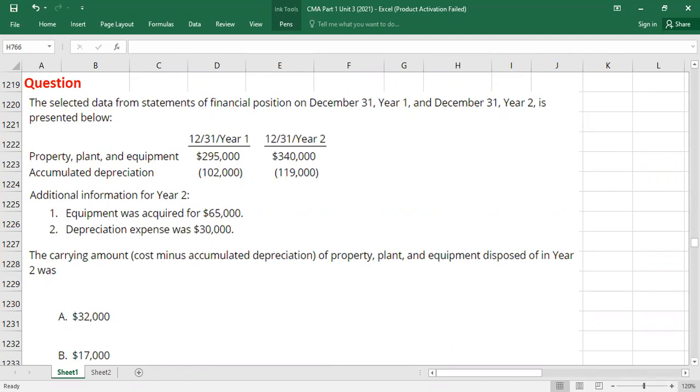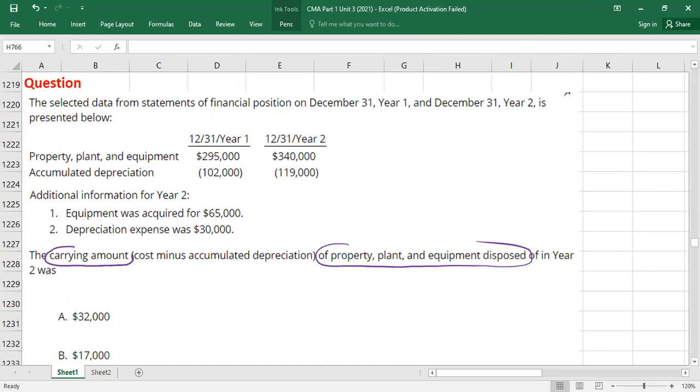Read it? No worry, I will explain. Guys, here you have to calculate the carrying amount of property, plant, and equipment disposed during the year. Actually, it is the one equation we studied in the statement of cash flows.